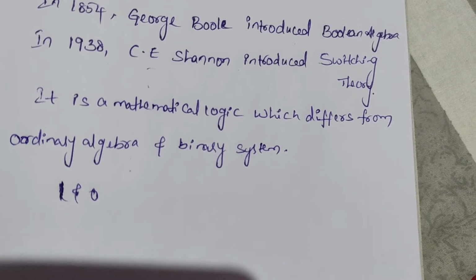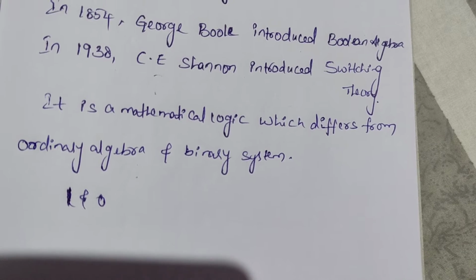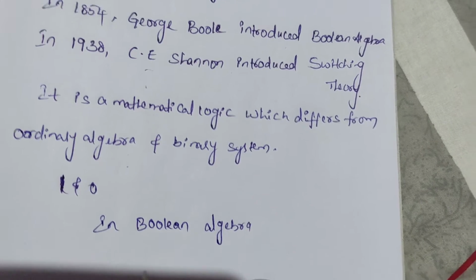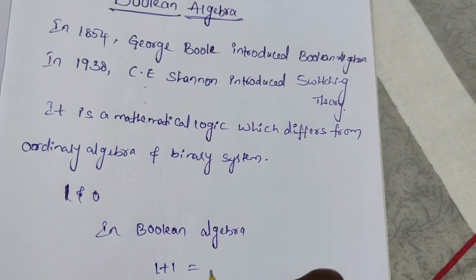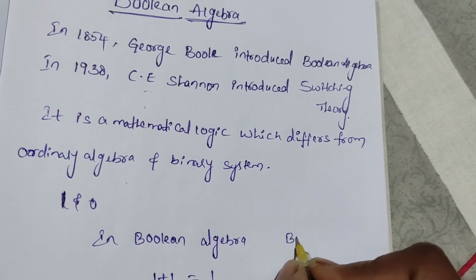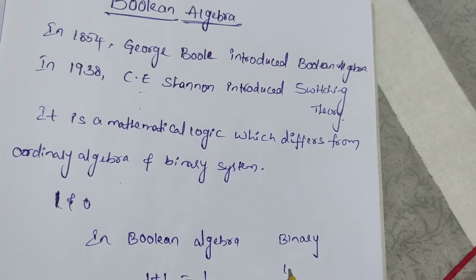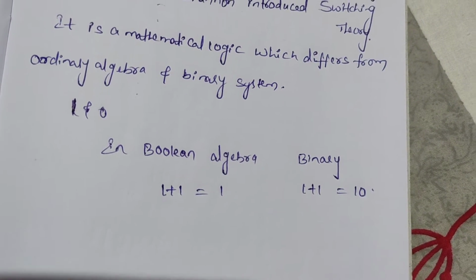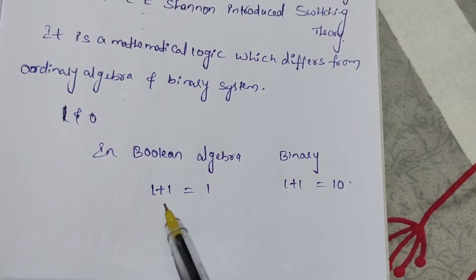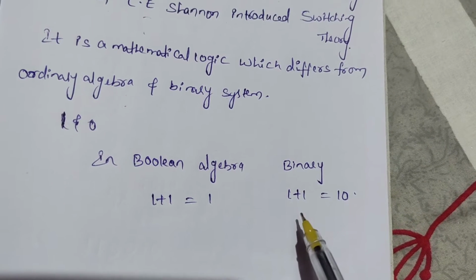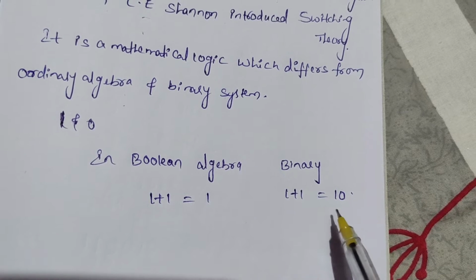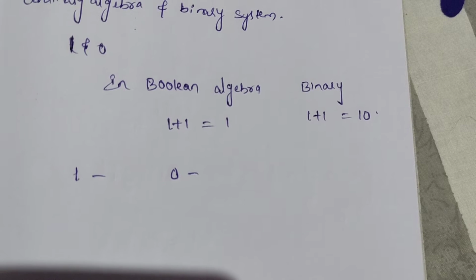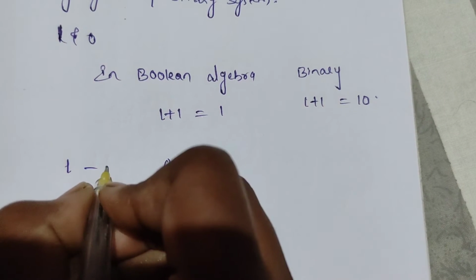The same is used in the binary system also, but the operation which differs in Boolean algebra is 1 plus 1 is equal to 1, whereas in binary 1 plus 1 is equal to 10. So, in Boolean algebra, 1 plus 1 is equal to 1, and 1 plus 1 is equal to 10 in binary. The symbols used in Boolean algebra are 1 and 0, and they are denoted with high.